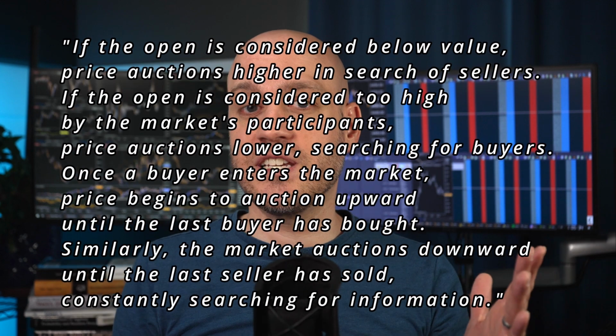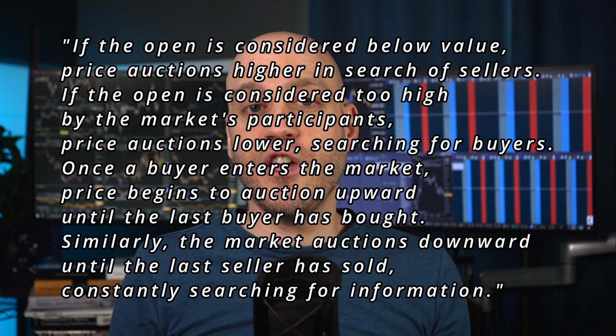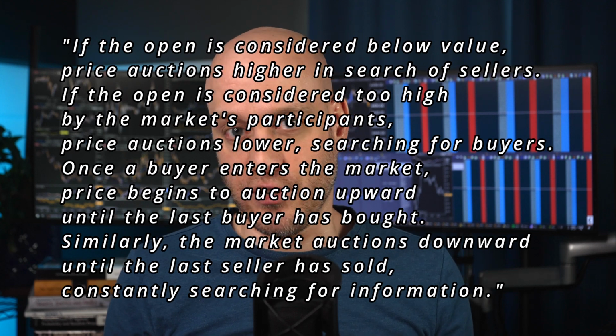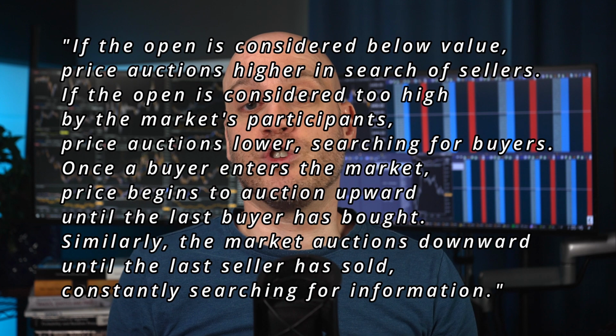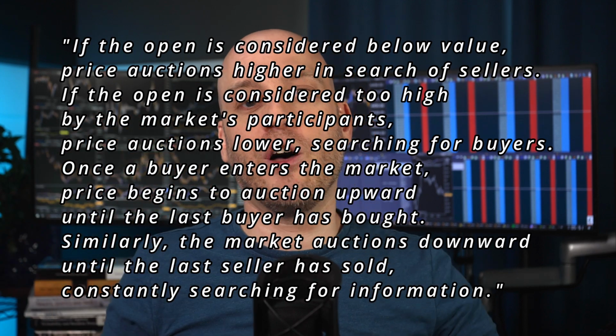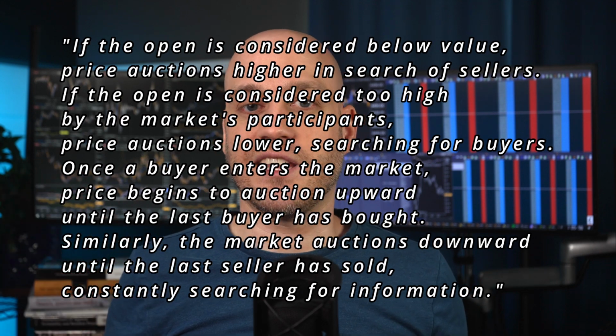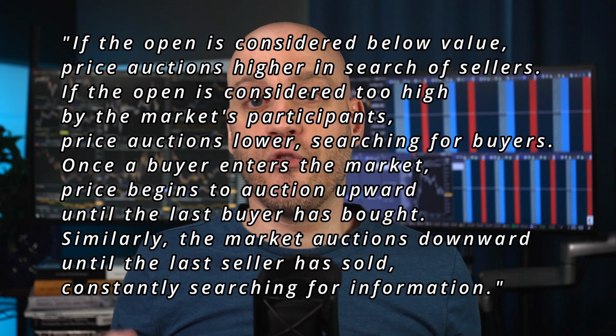That theory at the heart of market profile analysis is auction theory, a theory for how markets move relative to value. John Dalton describes this process in the following manner in his book. If the open is considered below value, price auctions higher in search of sellers. If the open is considered too high by market participants, price auctions lower, searching for buyers. Once a buyer enters the market, price begins to auction upward until the last buyer has bought. Similarly, the market auctions downward until the last seller has sold, constantly searching for information.